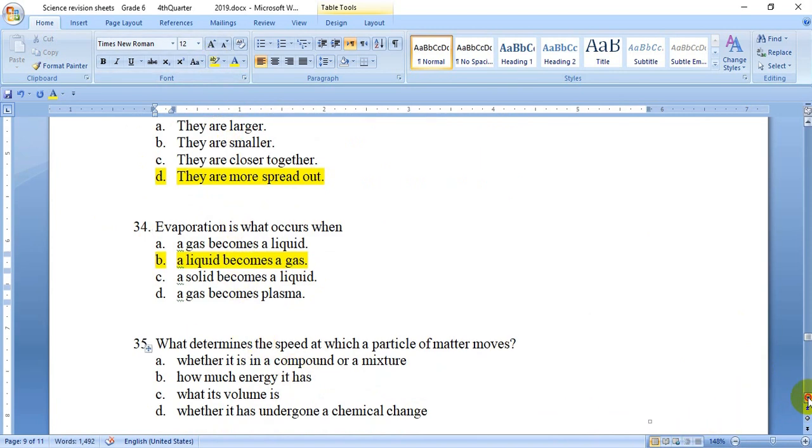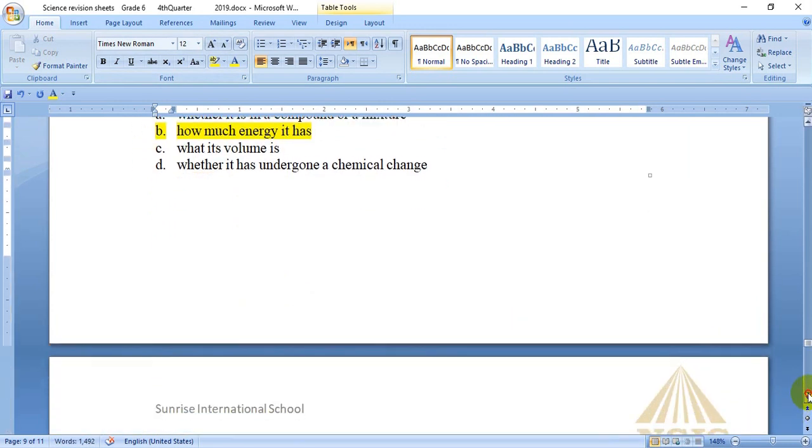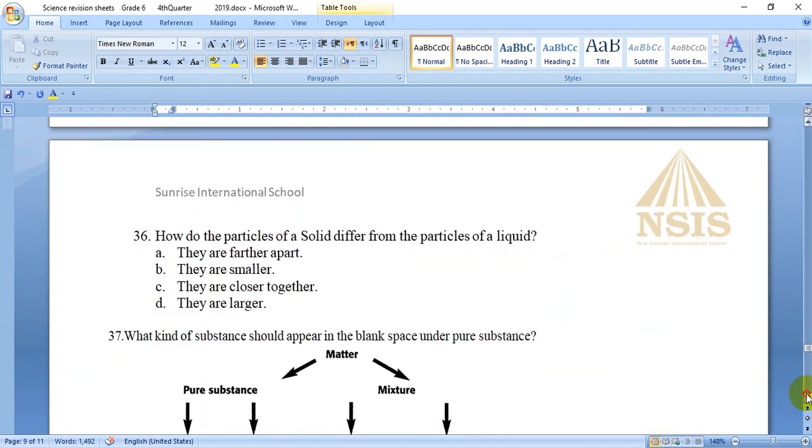Question 35. What determines the speed at which a particle of matter moves? What controls the speed of the particles? Yes, how much energy it has. If they have a lot of energy, they will move fast. If they have a little amount of energy, they will move slow. So this is because of the amount of energy.